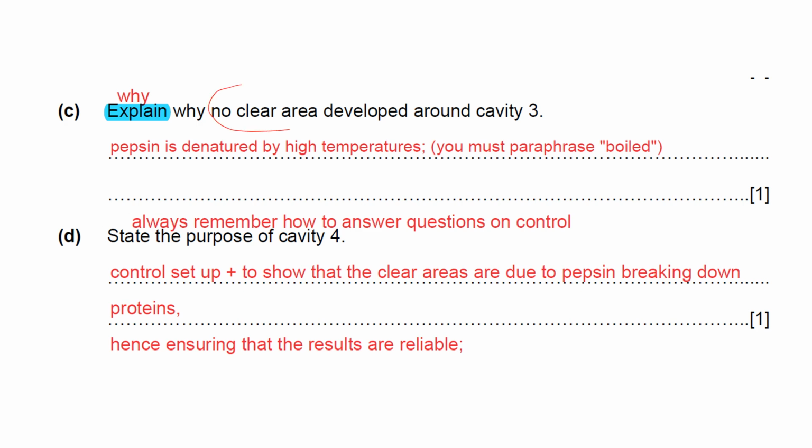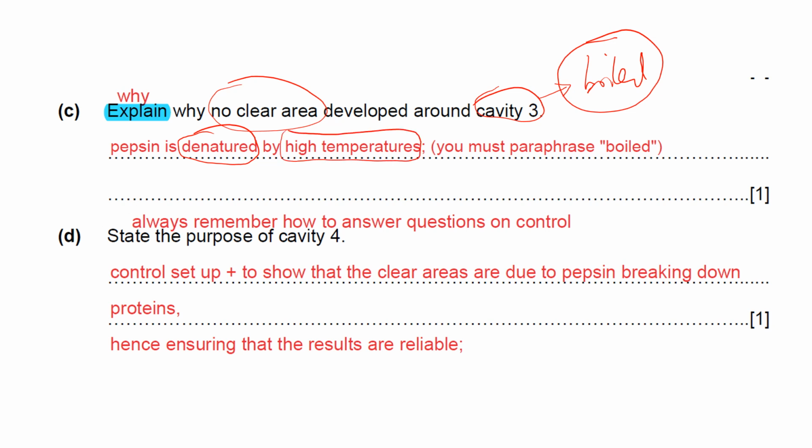Why is there no clear area around cavity 3? For cavity 3, you realize that the enzyme is void. But I have mentioned many times to you, please don't write down the word void. Please paraphrase what is void. The keyword here is denature, not die, not destroy. Please use the right keyword. There are two ways in which an enzyme can be denatured: by high temperatures, or by extreme pH. In this case, void means it's 100 degrees Celsius, and so it is high temperature.